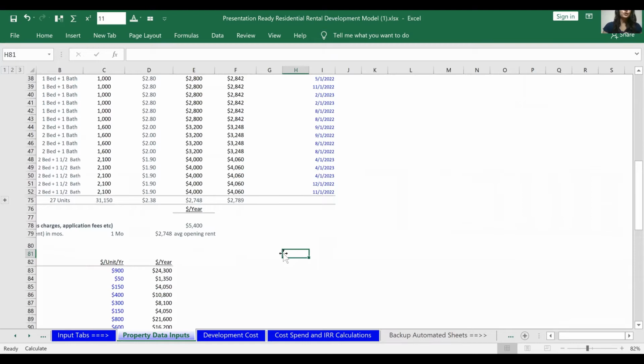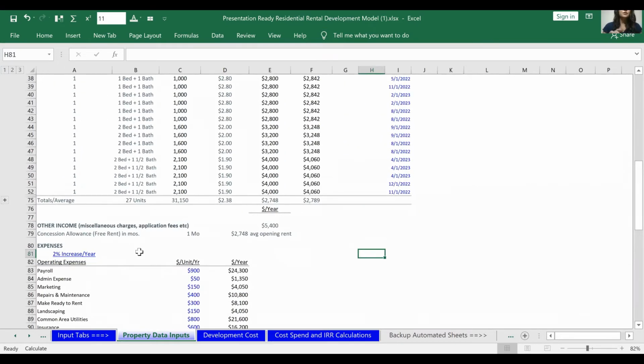I'm also showing a lot of times you'll have concession allowance. Typical, what I've seen in the market in the past, many years actually, they'll give like 3 months rent to everyone coming in the first year. So that's what this is calculating. Other income would be things like, if someone loses their keys, applications, pet fees, things like that. I just have a ballpark here. This could also be made more detailed.